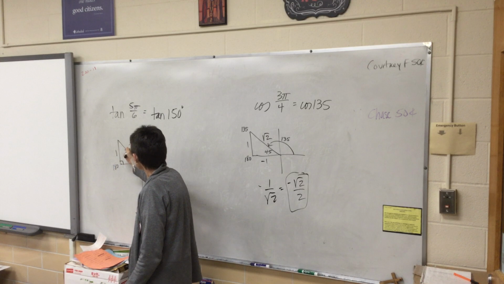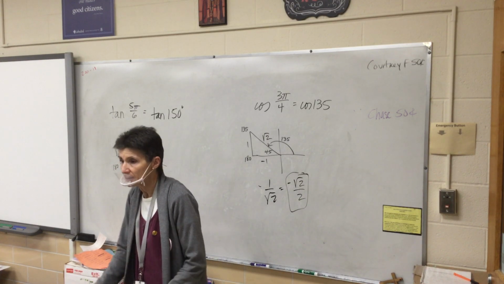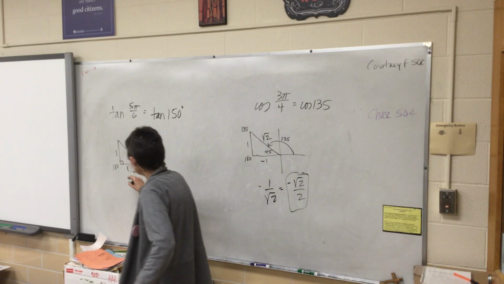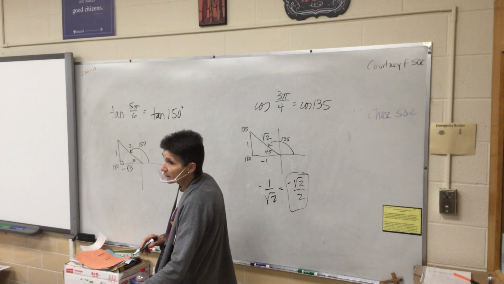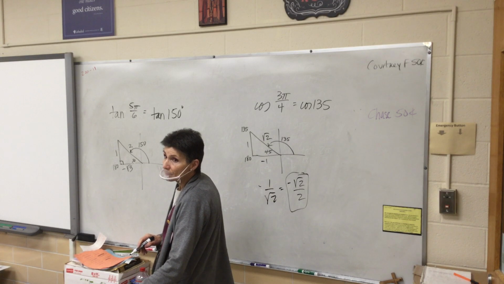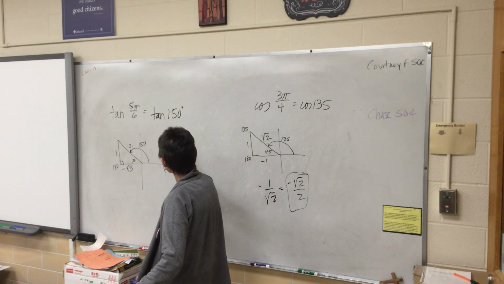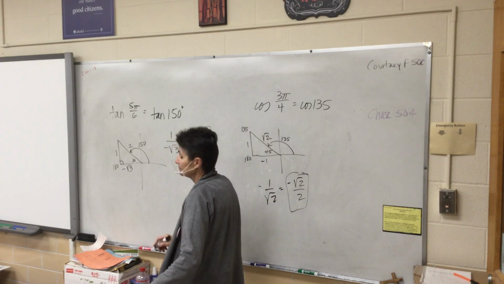So we have 1, 2, root 3. Remember, across from the 30 is always the 1, right? Root 3 is negative, very good. And I want tangent, which is opposite over adjacent. So 1 over negative root 3, or negative root 3 over 3.